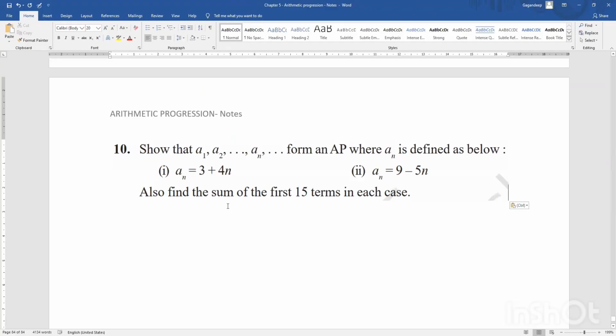Show that A1, A2, and so on to AN form an AP where AN is defined as below. AN equals 3 plus 4n. And the second problem we have AN equals 9 minus 5n. And they asked you to find out the sum of first 15 terms in each case.